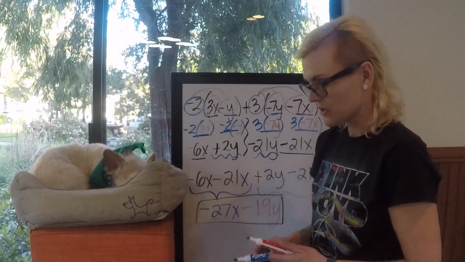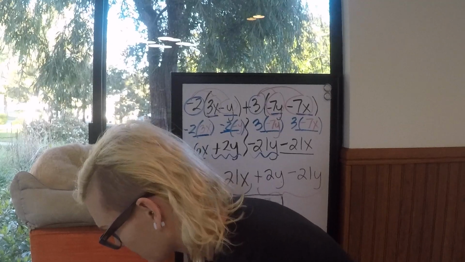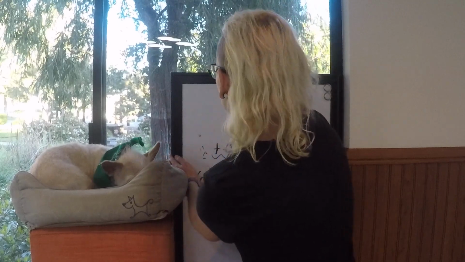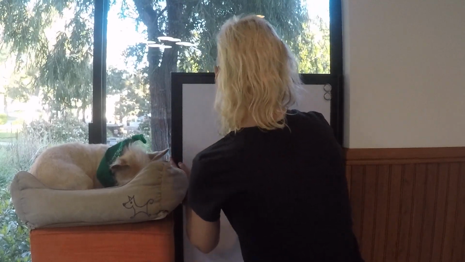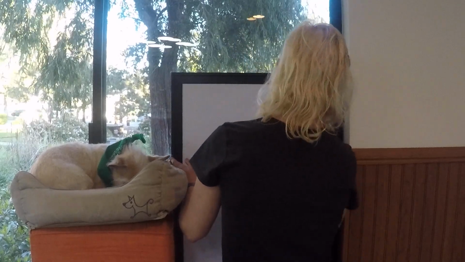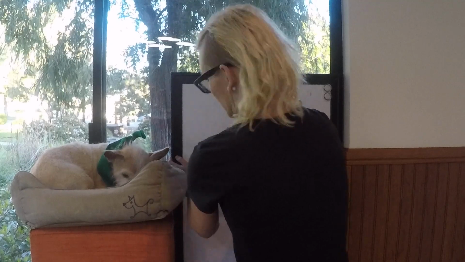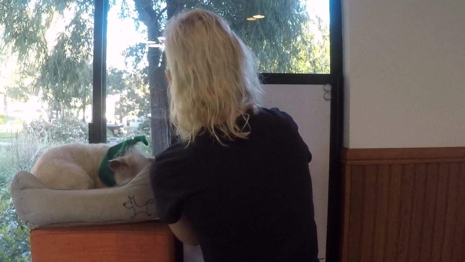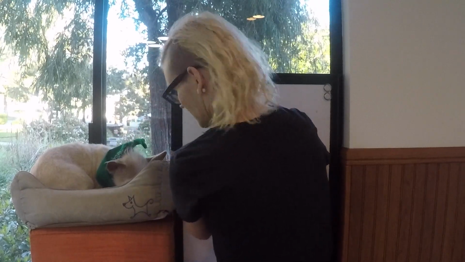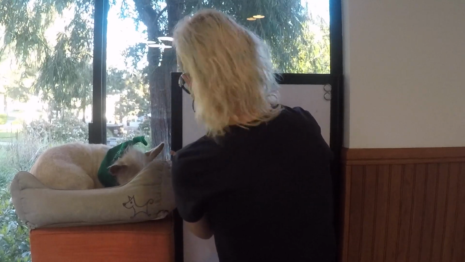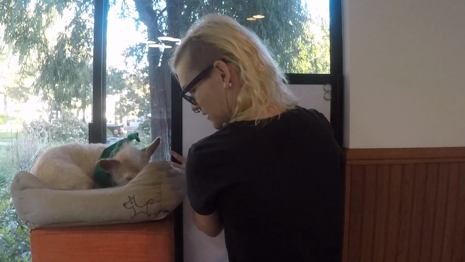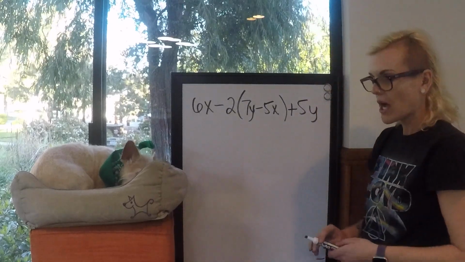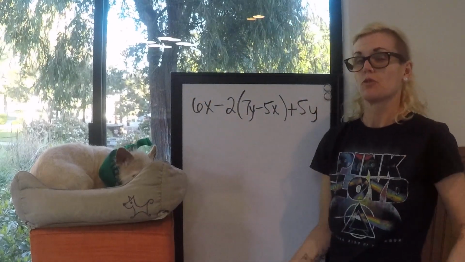Okay, so we're going to do one more. Okay, so what happens if you have a distribution in the middle of your problem? Okay, so we've got 6x minus 2, 7y minus 5x plus 5y. Okay, so I'm going to show blue where we have the distribution.